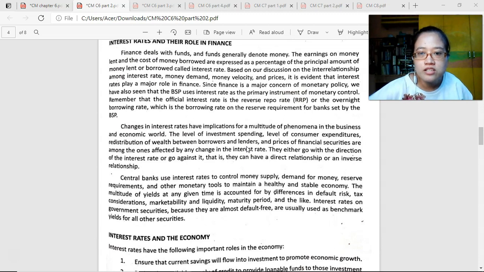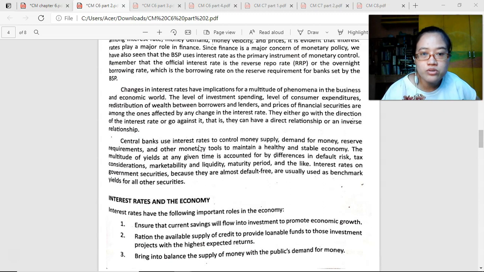Okay? Prices of financial securities, ayan, depending on the interest rate then, nagre-react din yung prices ng financial securities. As we've discussed earlier, yung sa bonds, kapag tumataas ang interest rates, yung prices ng bonds normally ay bumabagsak. Okay?